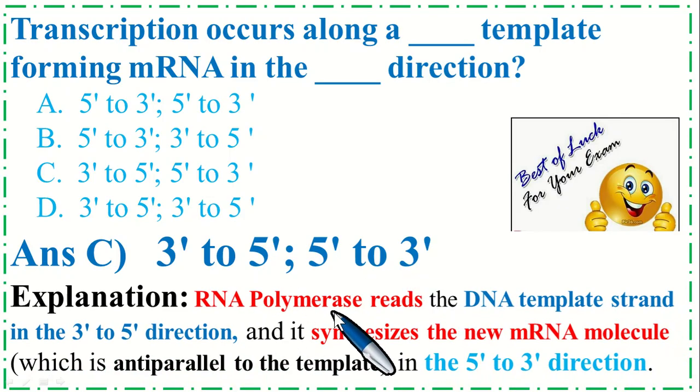Explanation: RNA polymerase reads the DNA template strand in the 3' to 5' direction and it synthesizes the new mRNA molecule, which is antiparallel to the template, in the 5' to 3' direction.